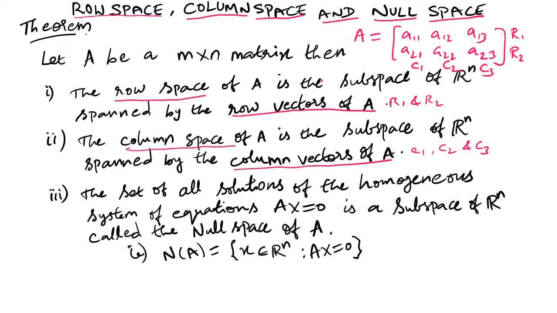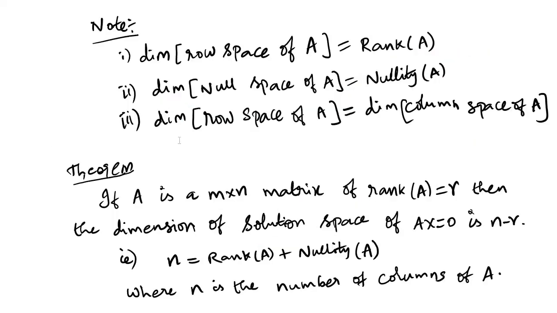Third one, the set of all solutions of the homogeneous system of equations Ax equal to 0 is a subspace of Rn called the null space of A. That is, N(A) equal to the set of all solutions x belonging to Rn such that Ax equal to 0. Here the dimension of the row space of A is also called the rank of A. The dimension of the null space of A is also called the nullity of A, and the dimension of the row space of A is equal to the dimension of the column space of A, for all A it satisfies.